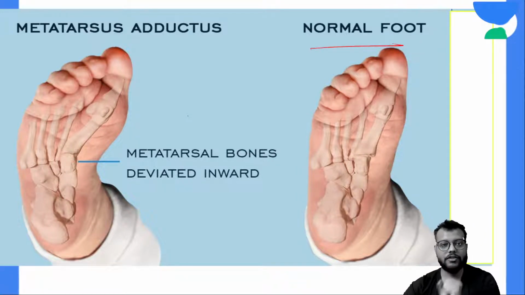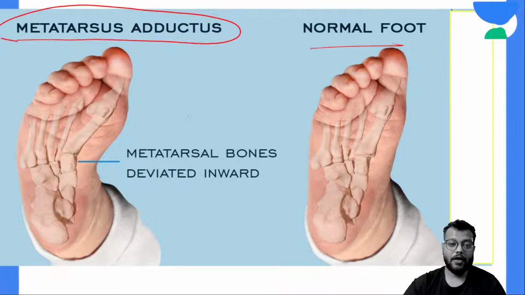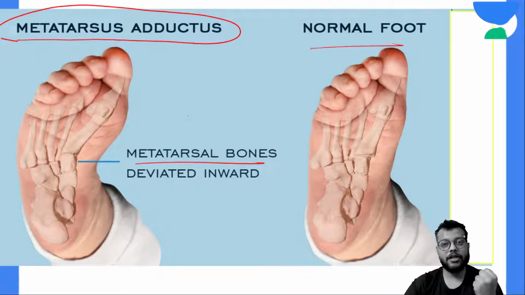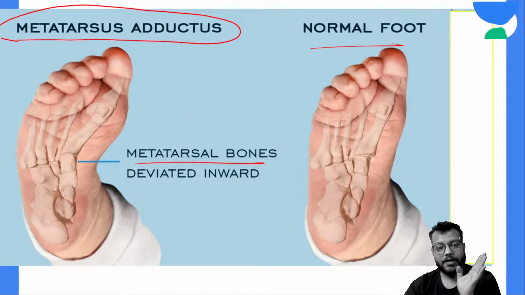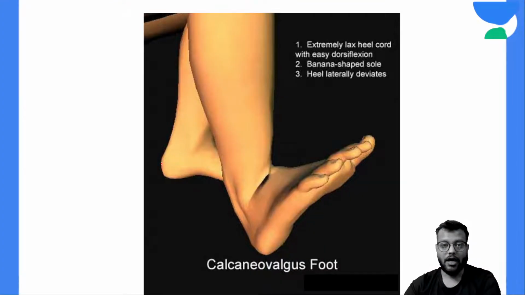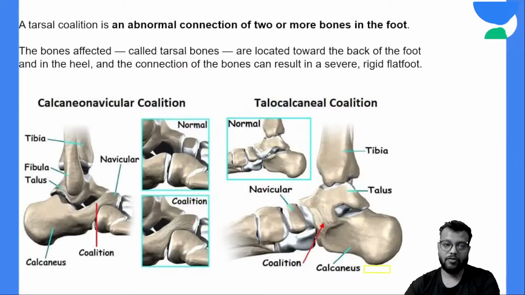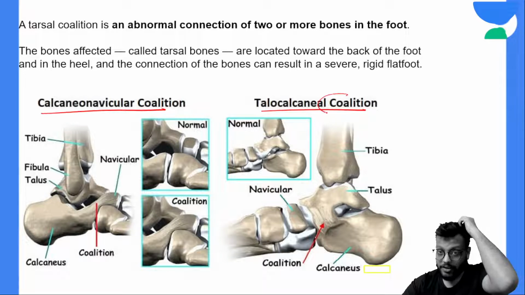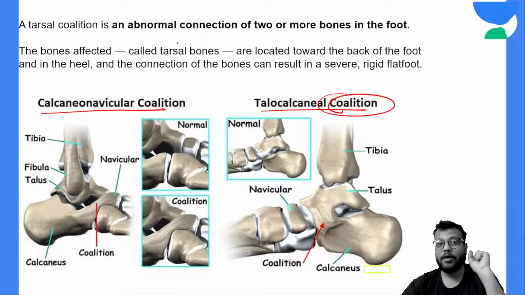One more disease similarly is metatarsus adductus, where the metatarsal bones will be deviated inwards, that is towards the medial side, they will be deviated medially. This is your metatarsus adductus, and this is your calcaneovalgus, as I have told you, and the calcaneonavicular or talocalcaneal coalition. From the name you can tell, coalition, so there will be fusion or abnormal connection between these bones.